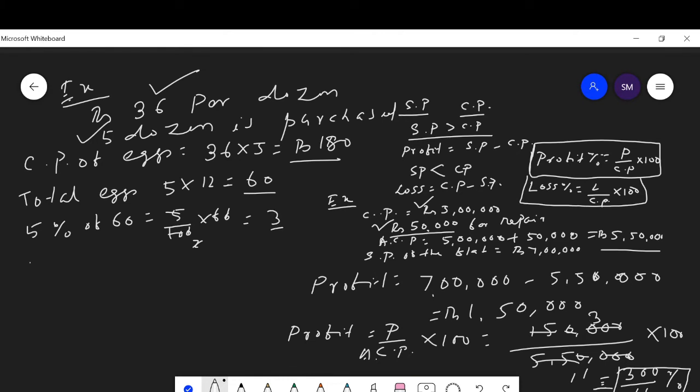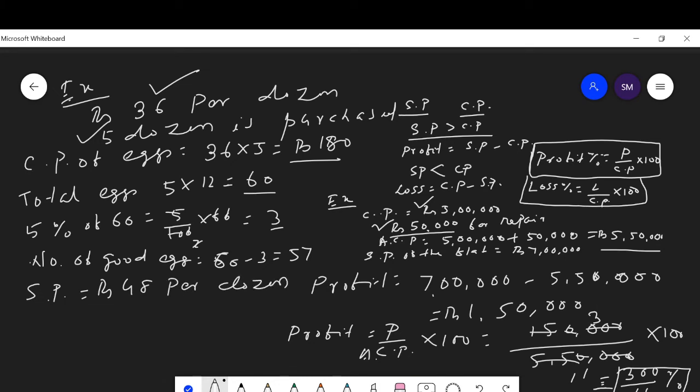3 eggs are broken. Then the number of good eggs is equal to 60 minus 3 is equal to 57. Number of good eggs is equal to 57. Then the seller sold the remaining eggs for 48 per dozen. SP is equal to rupees 48 per dozen. Per dozen means 1 dozen contains 12.